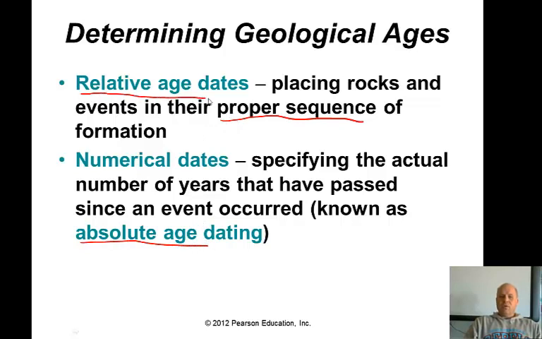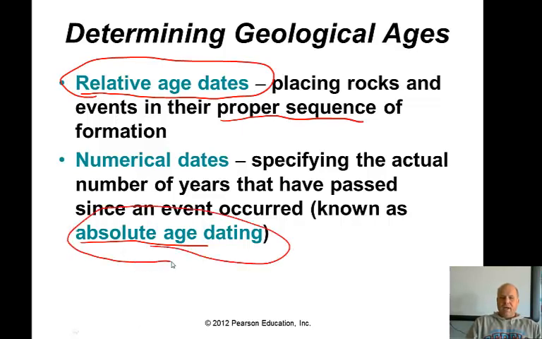So we have two types that we really want to pay attention to. We have relative age dates. Okay, so that's relative. We know the sequence and order. And then the absolute dating is when we can actually put a date on it, the date that the president was assassinated for President Lincoln, for example. Okay, so we know when these things happen.